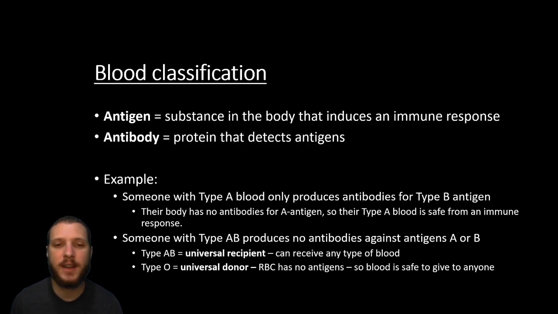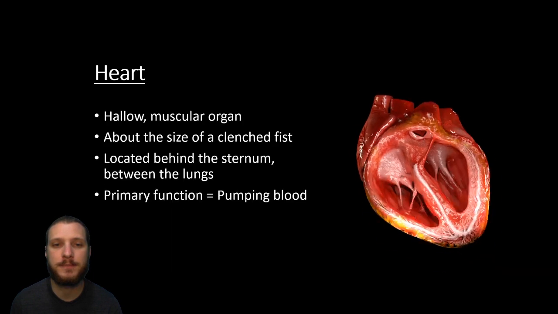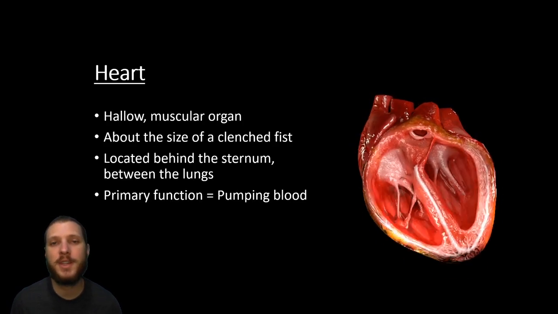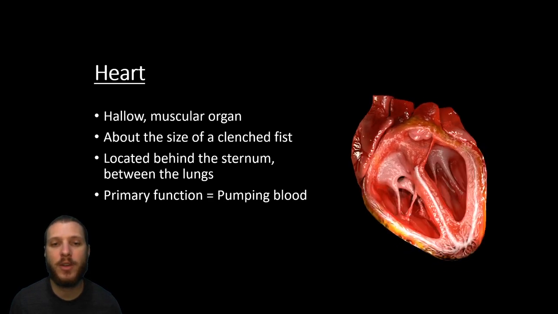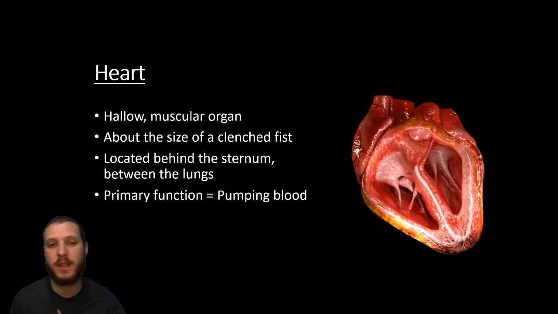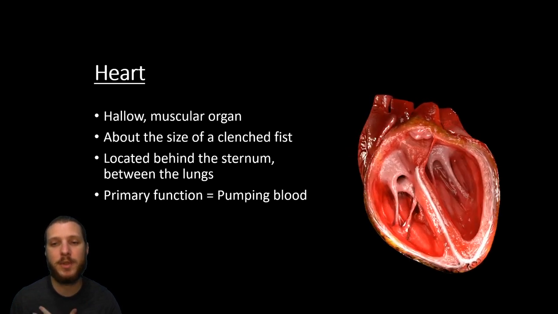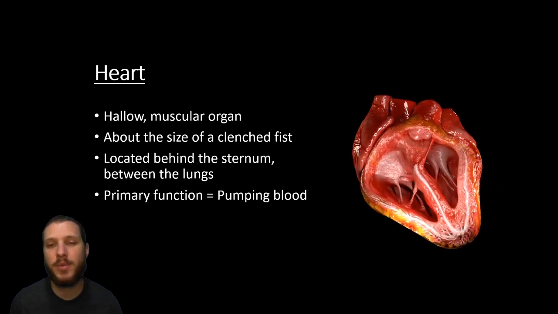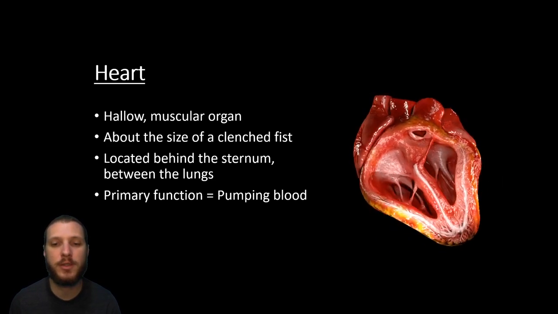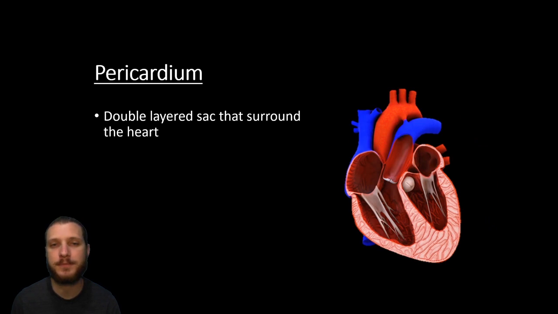So this is just a slide to kind of sum it up, but we just went over it. So then how do we get this blood to go all throughout the body? That's going to be the job of the heart. When we talk about the heart, it's going to be a hollow, very muscular organ, about the size of a clenched fist that you'll find located right behind the sternum between both of your lungs. As we said, its primary function is to beat and pump that blood and pressurize it through the cardiovascular system.